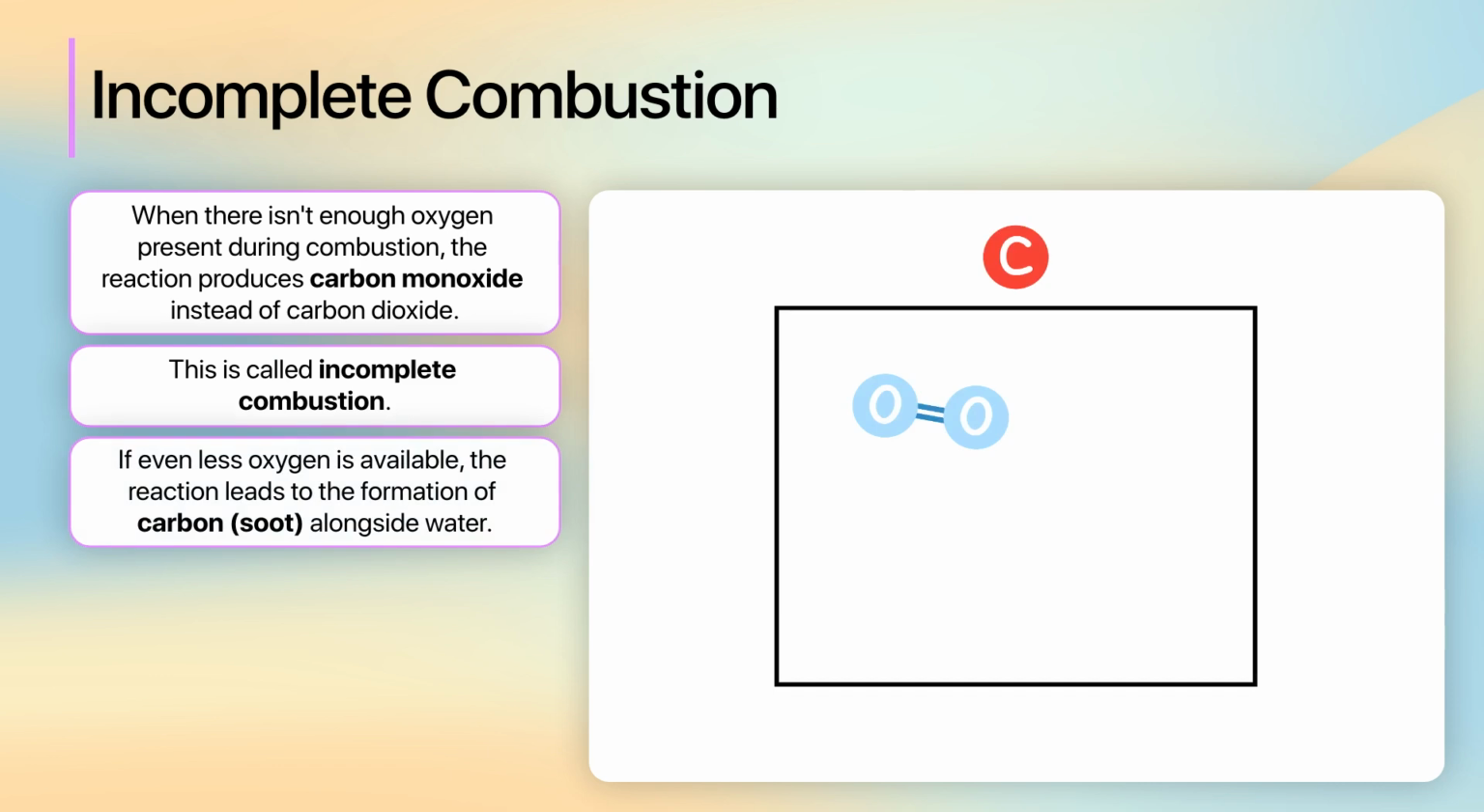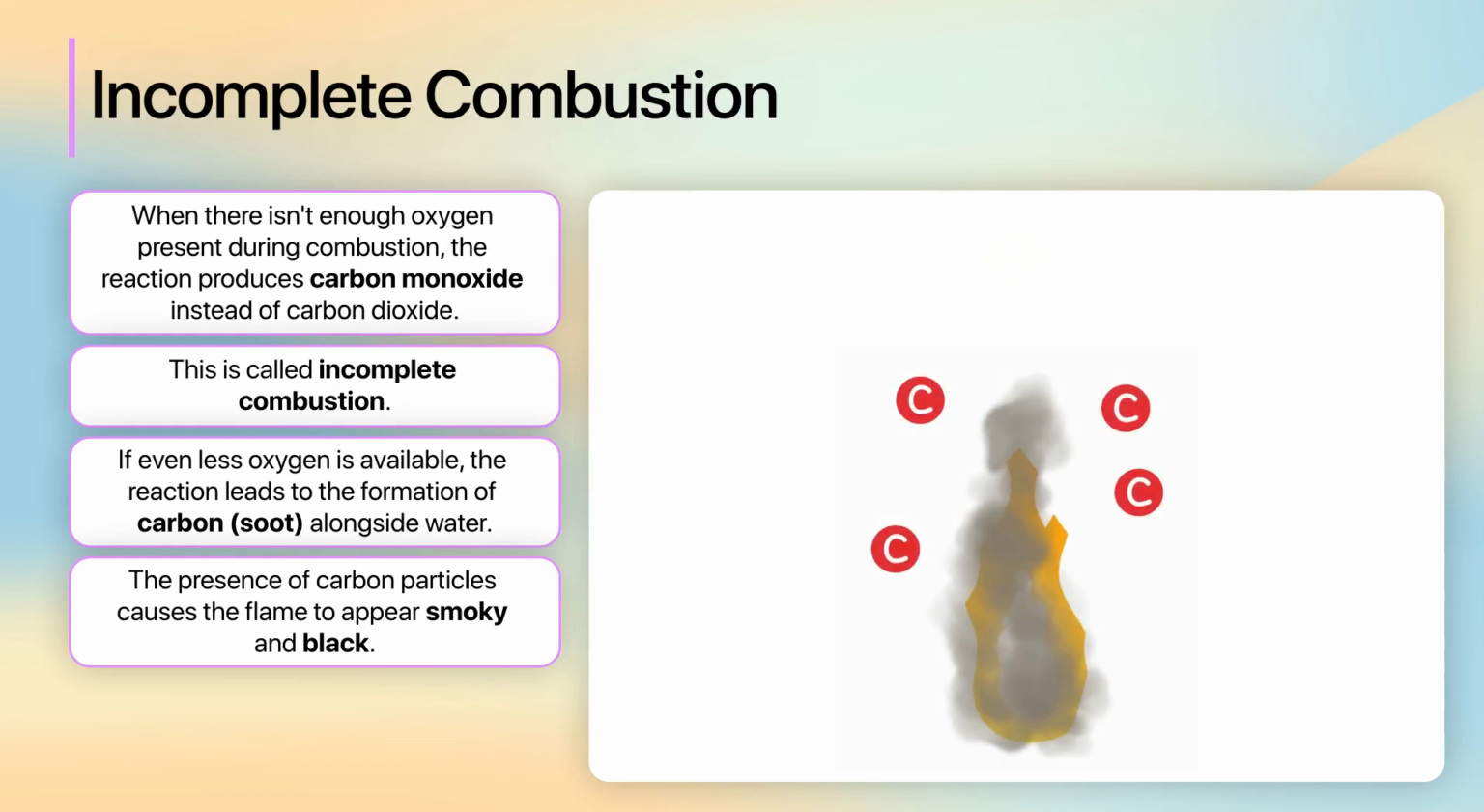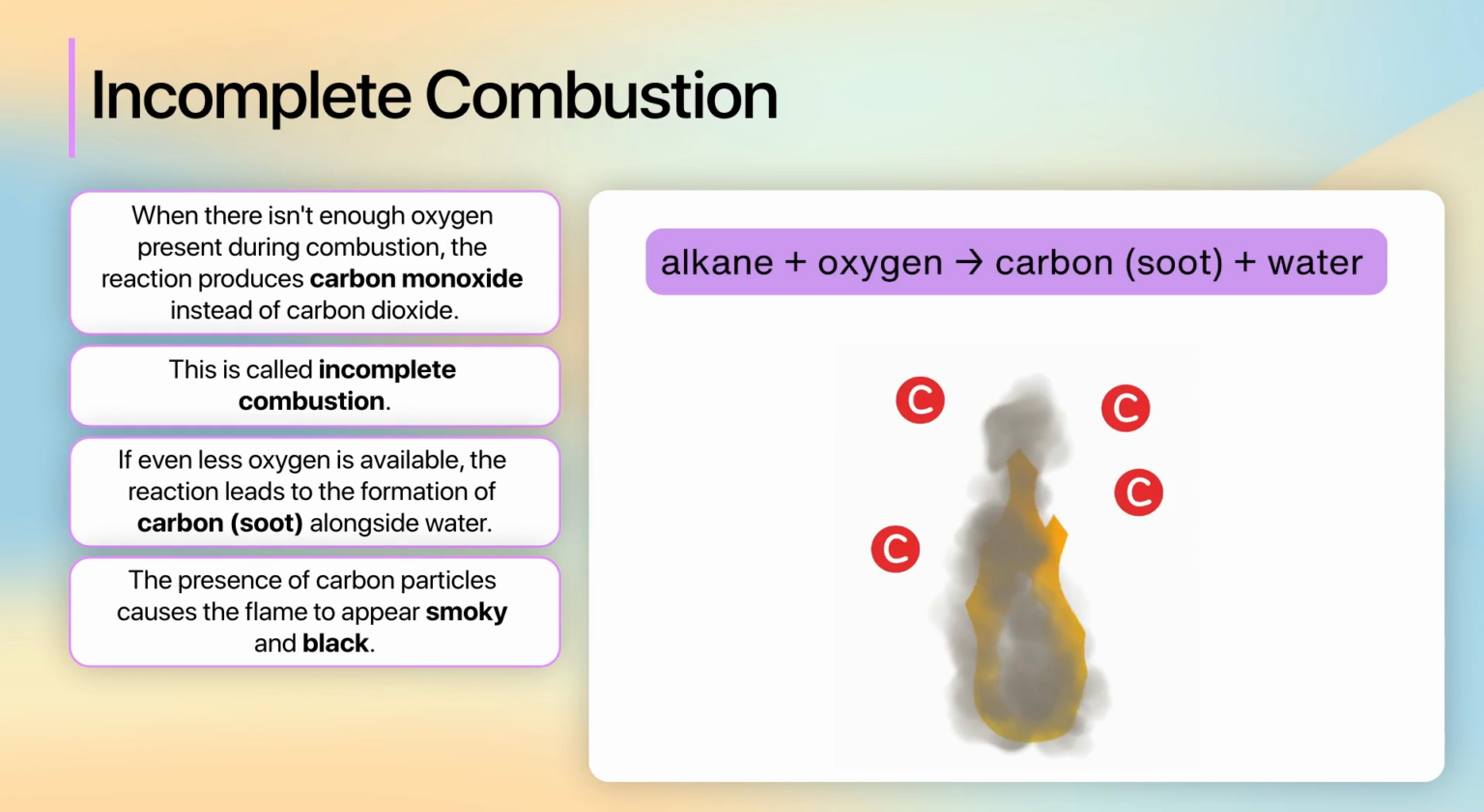If even less oxygen is available, the reaction leads to the formation of carbon, soot, alongside water. The presence of carbon particles causes the flame to appear smoky and black. The word equation for this process is alkane plus oxygen produces carbon, soot, plus water.